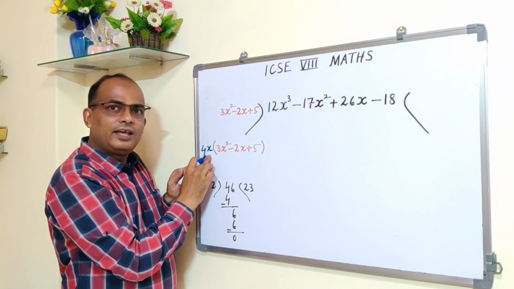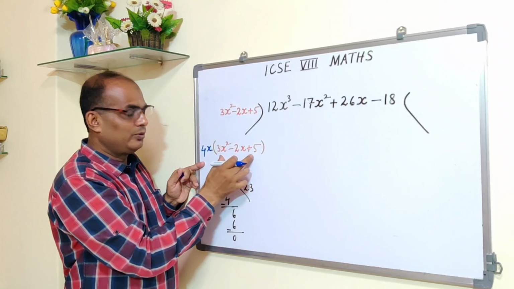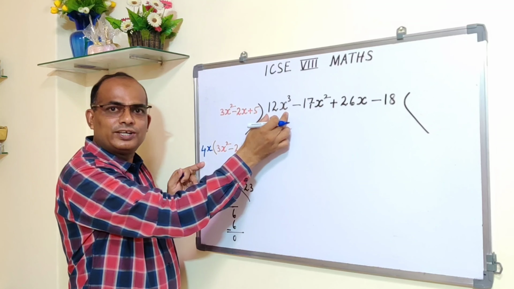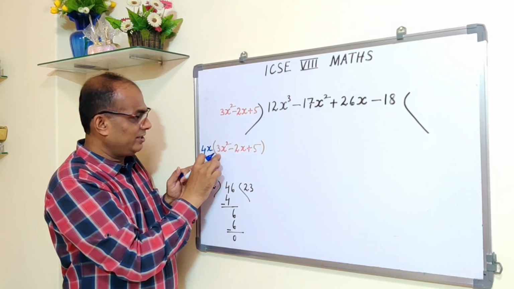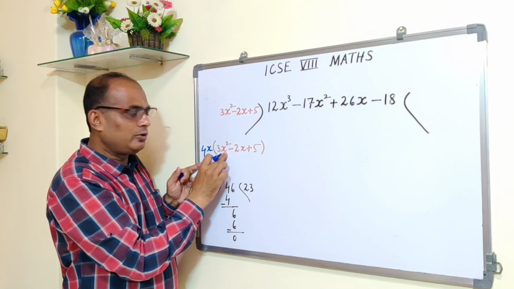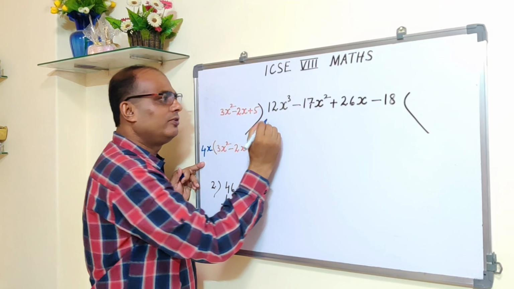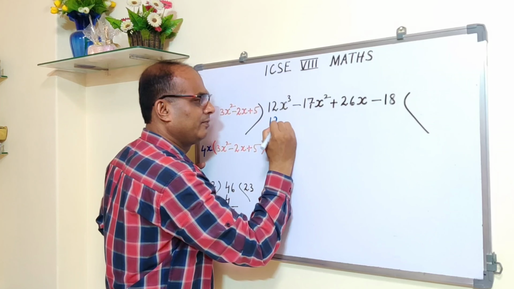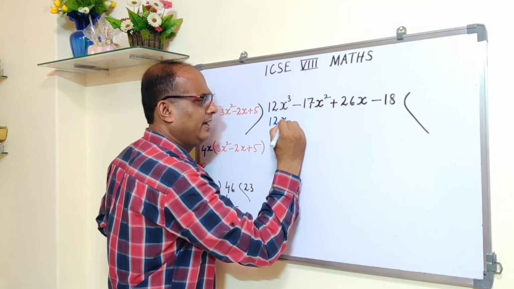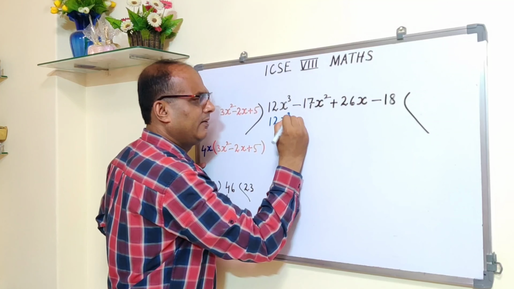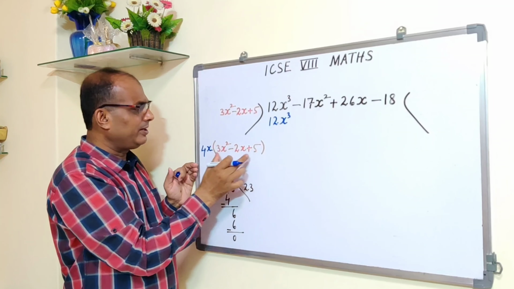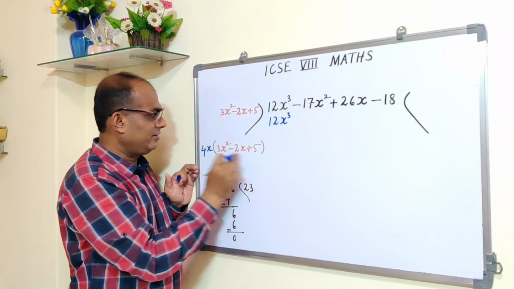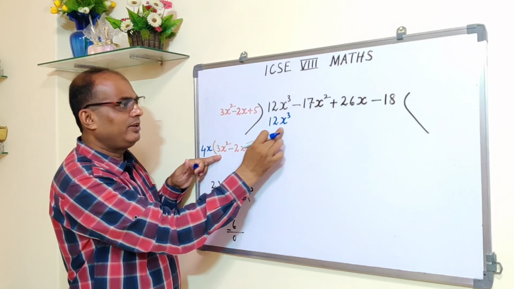So when we multiply this divisor by 4x, the first term 12x³ we should get, that is important. We are getting 4 3s are 12, and x into x² is x³, so 12x³. Let us write down 12x³. After that, we have to multiply. This is in brackets, so we have to multiply the entire polynomial, each and every term, by this 4x. So the first term we multiplied, we have written 12x³.